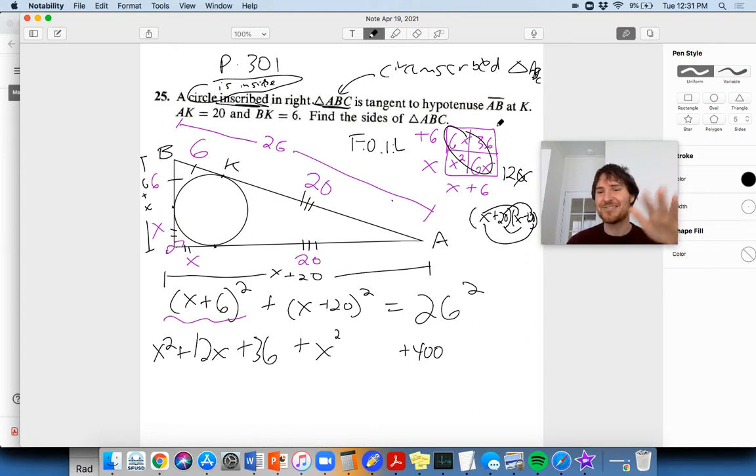FOIL, just use a generic rectangle, you're fine. Anyways, x times 20 is 20x. 20 times x is 20x. So, hey, we got 40x's total. There we go. Plus 400 equals 26 squared.